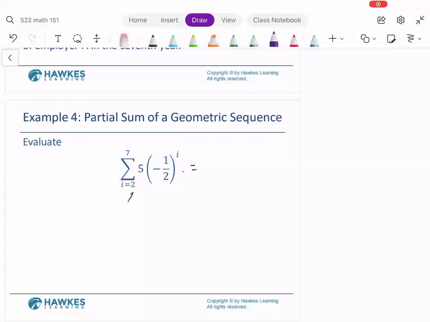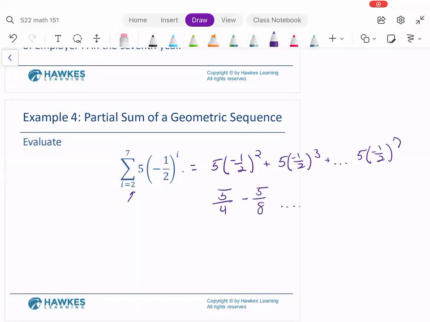Our first term, remember, we're starting with i equals 2, is going to be 5 times negative 1/2 squared, plus 5 times negative 1/2 cubed, and so on, all the way out to 5 times negative 1/2 raised to the 7th power. When we multiply those out, this is going to become 5 over 4, minus 5 over 8, all the way up to negative 5 over 128. From here, we can see that the first term is going to be 5 over 4. And the common ratio, each time we're multiplying by negative 1/2.